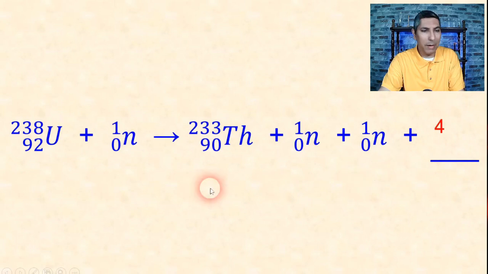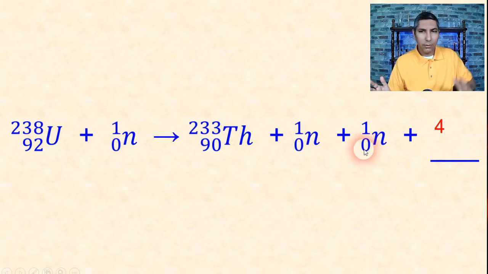Now, let's do the same thing on the bottom. We have 92 plus 0 on the left side. So both sides are going to have to add up to 92. On the right side, we have a 90 plus 0 plus 0. So that's 90. So we have 92 versus 90. What's the missing number? Well, 92 minus 90 is 2, isn't it? So that means a 2 is our missing number on the bottom.